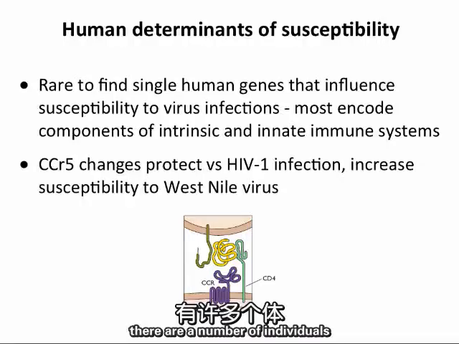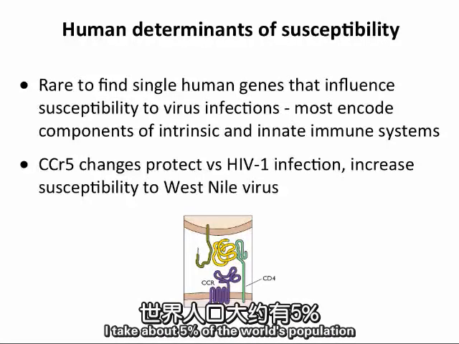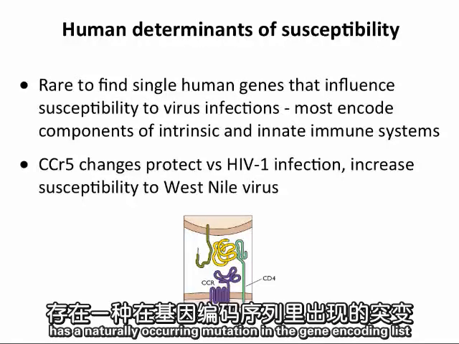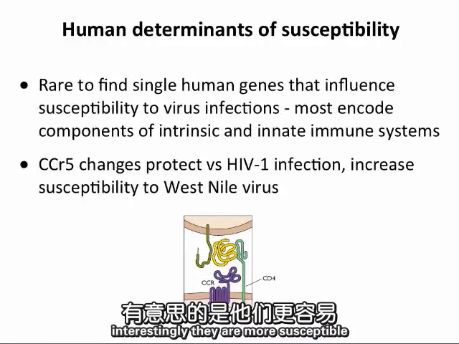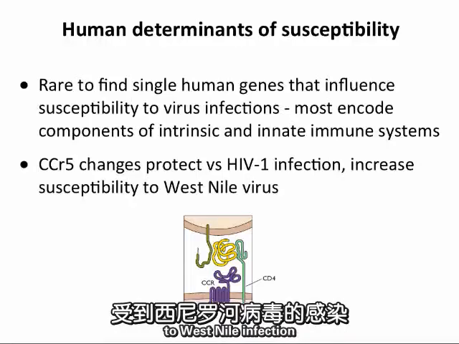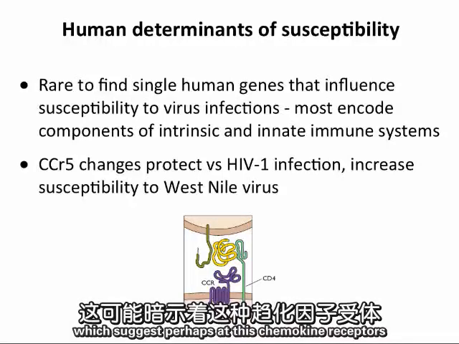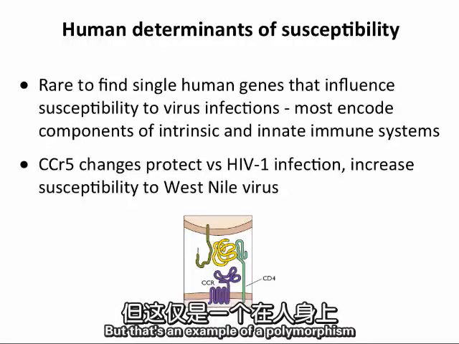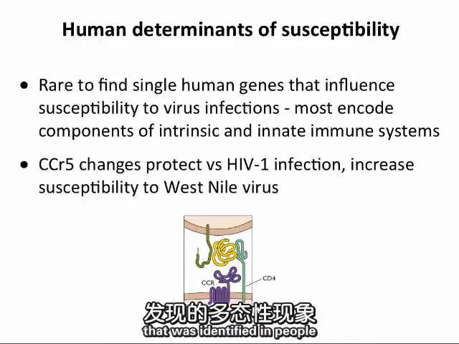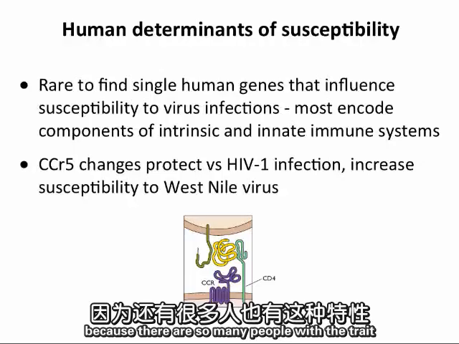It's involved in immune responses. There are a number of individuals, I think about 5% of the world's population, who have a naturally occurring mutation in the gene encoding this, and they are resistant to infection. Interestingly, they're more susceptible to West Nile infection, which suggests perhaps that this chemokine receptor is important for resolving that infection. But that's an example of a polymorphism that was identified in people because there are so many people with the trait.